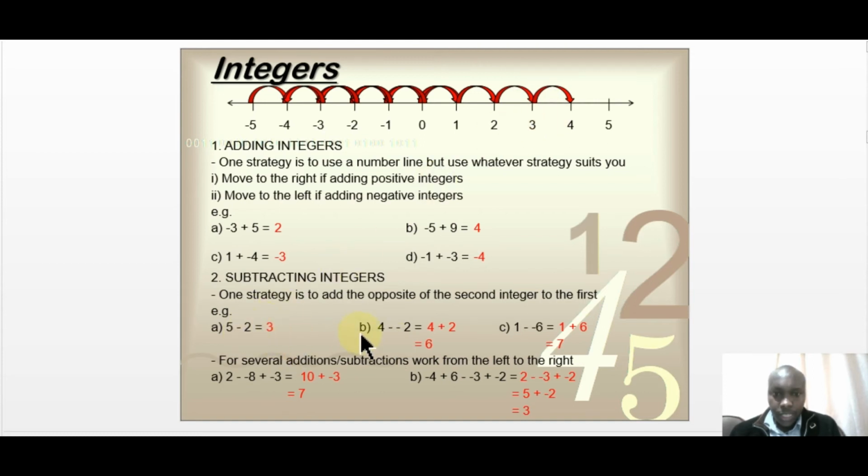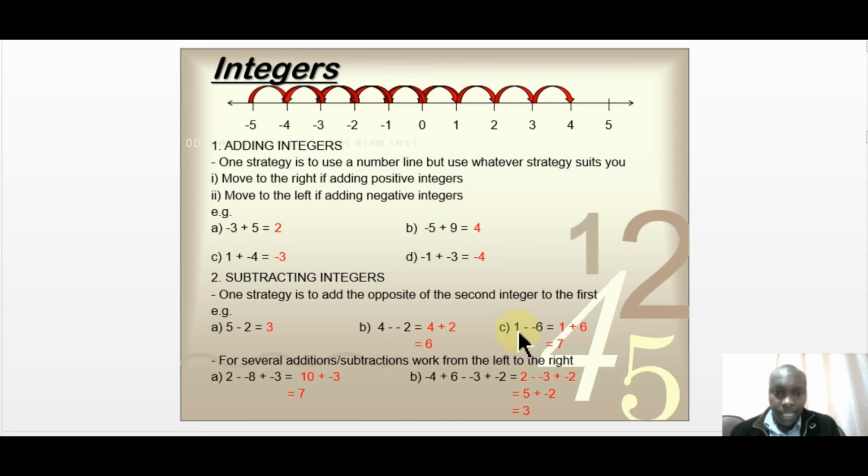Let's go to the second example, 4 minus negative 2. When you're subtracting, we look at the second integer. The second integer is negative 2. So we take the opposite of the second integer. The opposite of negative 2 is 2. We add it to the first integer. So we're going to take 2 plus 4. This is the same as 4 plus 2, and this will give us 6.